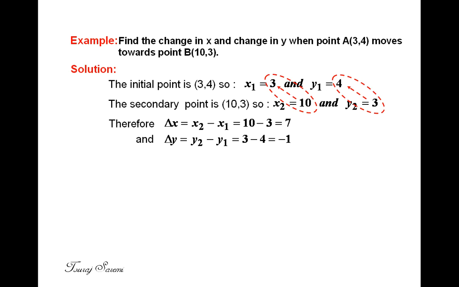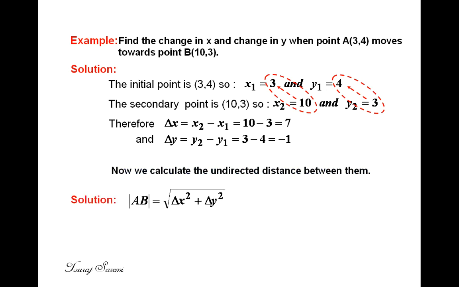-1. Now we calculate the undirected distance between them. Solution. The undirected distance between A and B is 5 times the square root of 2.